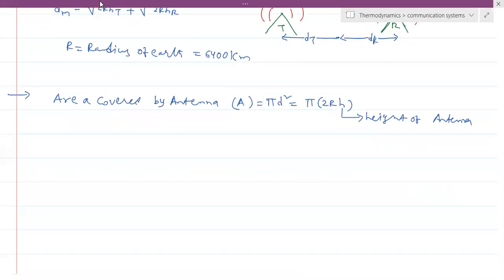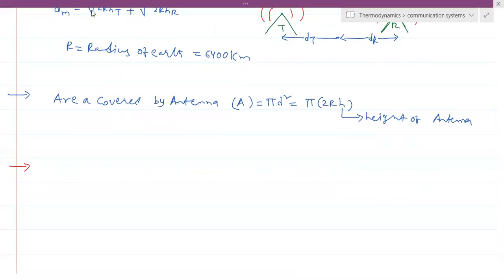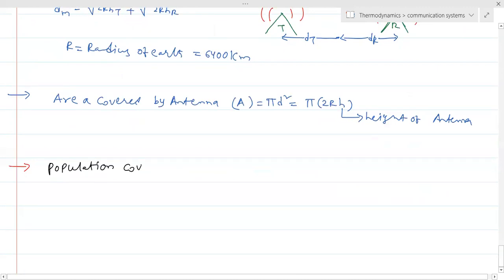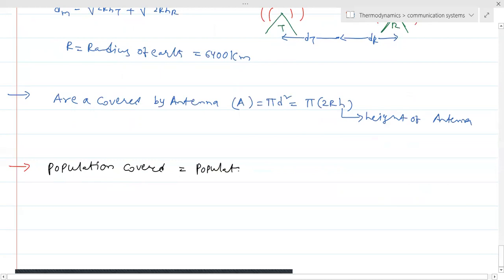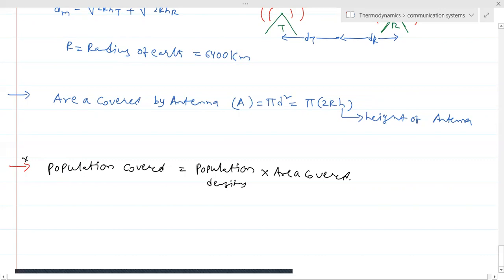And the next important principle is population covered. Population covered equals population density into area covered. So this is also a very important thing.